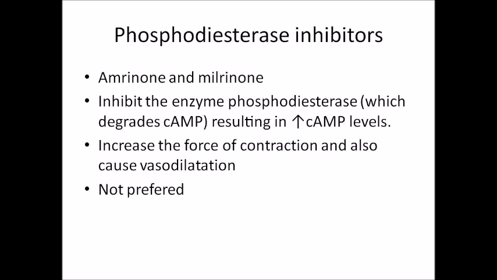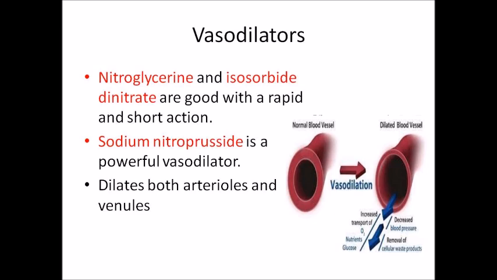We can also use phosphodiesterase inhibitors or PDE inhibitors like amrinone and milrinone. They inhibit, as is clear from the name, phosphodiesterase. Phosphodiesterase usually degrades cyclic AMP. So when this is inhibited, cyclic AMP levels increase. Due to this, there is increased force of contraction. There is also vasodilatation. This is not preferred. Coming to vasodilators, nitroglycerin and isosorbide dinitrate are vasodilators with rapid and short action. Among these, sodium nitroprusside is a powerful vasodilator because it can dilate both arterioles and venules.